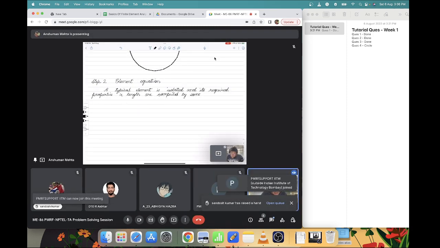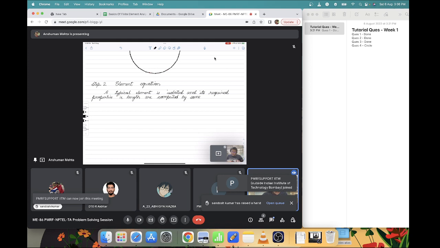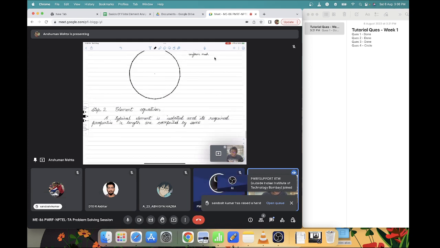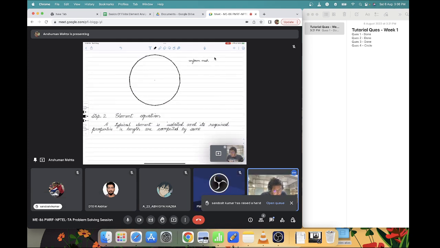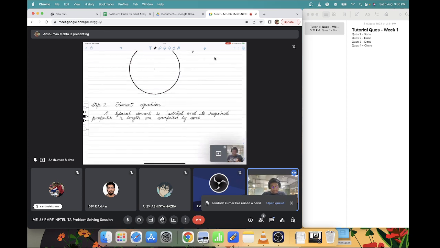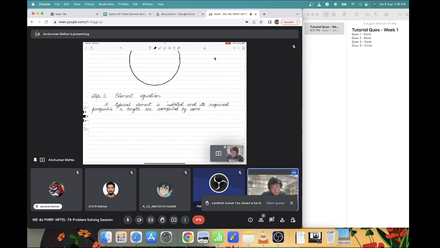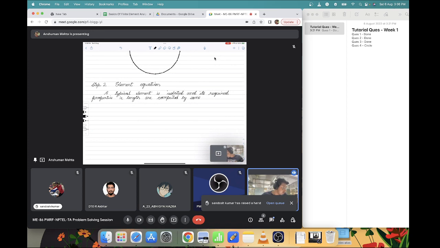So the first element is taken, and for example here that element information is this. Okay, so it's like the length of this. If we sum up the length of all these things, then we will get the perimeter of the circle. So that is our key interest here. That length is computed by using some appropriate method.